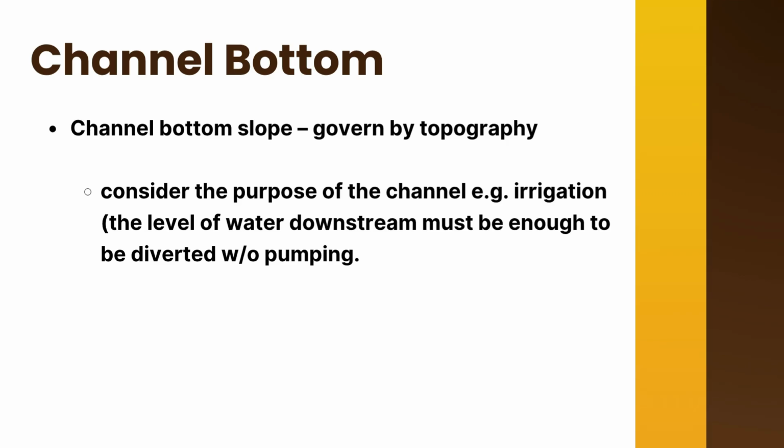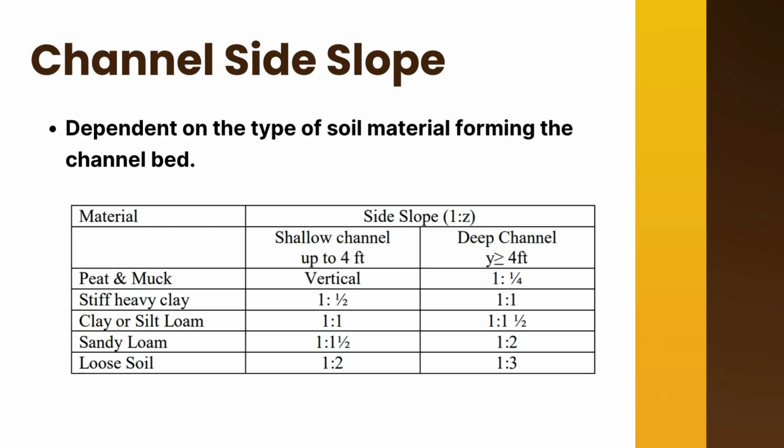Channel side slope. Now for the side slopes of the channel, these depend on the soil or material used to form the channel bed and walls. Engineers use standardized slope ratios for different materials to prevent collapse or slippage. Here's a table showing the different materials and their indicated side slope, depending on whether it is a shallow or deep channel. These values are usually selected from a reference table based on stability and safety.